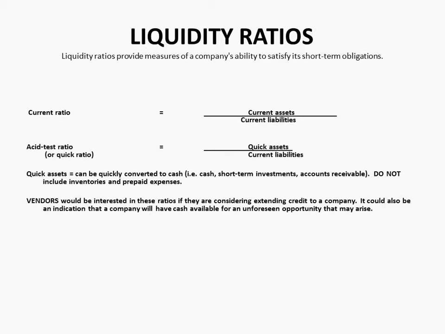So vendors, this is important. If a vendor wants to extend credit to you, they would be interested in these ratios. So potential investors and creditors, I just wanted to bring in some reality there. If you're an investor or a creditor, you might be interested in this type of ratio. And before they extend you credit and say you can pay me in 30 days, they want to know that you have enough money to cover these kinds of things if they were to extend you credit.